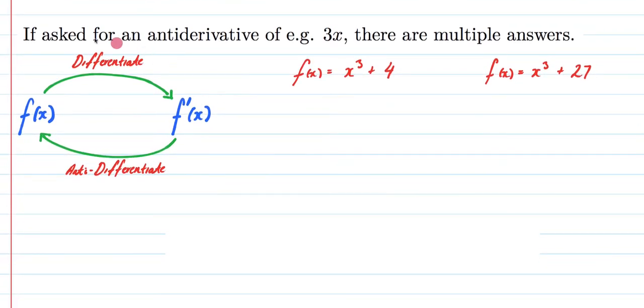It says, if asked for an antiderivative of, e.g., 3 dx, there are multiple answers. So there are multiple answers. Okay, what exactly does this statement mean?